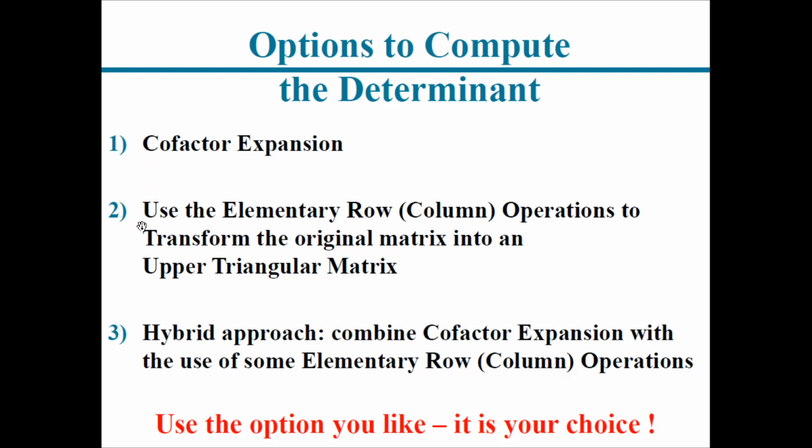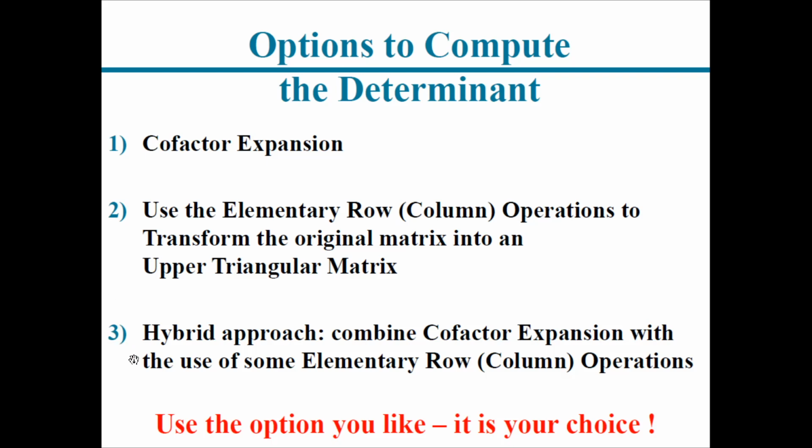One of the options is to use elementary row operations or column operations to transform the original matrix into an upper triangular matrix. The idea here is that the upper triangular matrix is a matrix that has zeros below the main diagonal, and we know that determinant of such a matrix is actually equal to the product of the entries on the main diagonal. So it's very simple to compute determinant of upper triangular matrix. Now the only thing is we need to see what is the link between determinant of upper triangular matrix that we obtained using these elementary operations and our original matrix. So that's something that needs to be discovered.